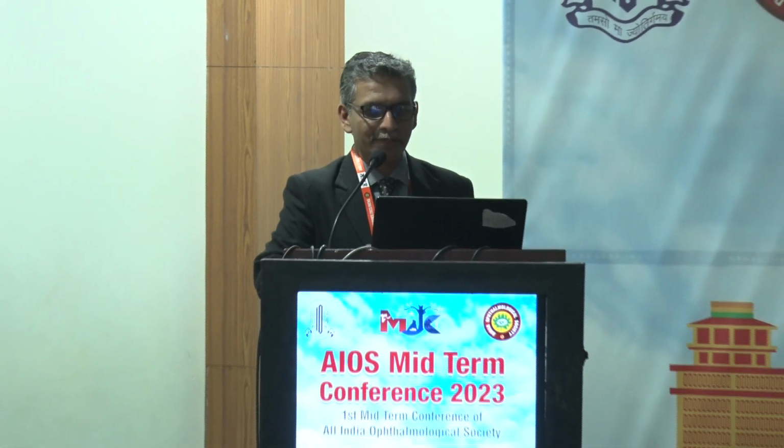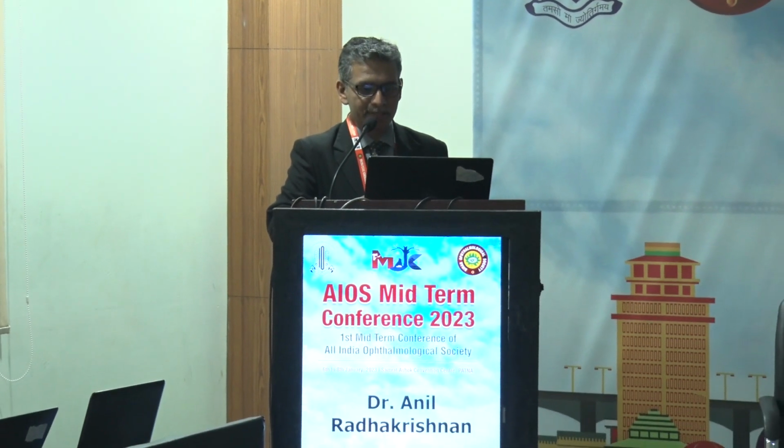I think I've been asked to cover the cornea and inflammatory diseases. I don't wish to be comprehensive. I thought I'll focus mainly on peripheral ulcerative keratitis, which is a very pertinent topic. So, what is peripheral ulcerative keratitis? It is basically a destruction of the cornea associated with limbal inflammation.